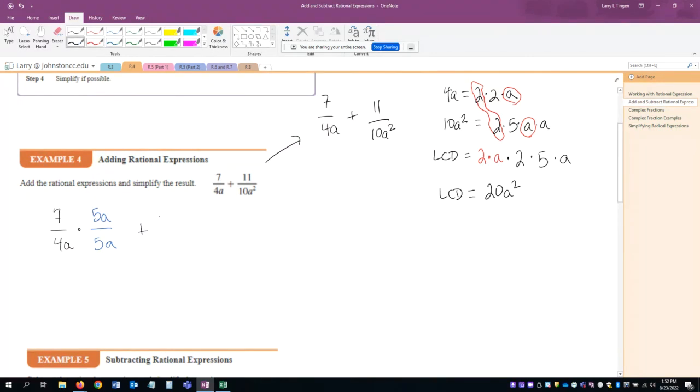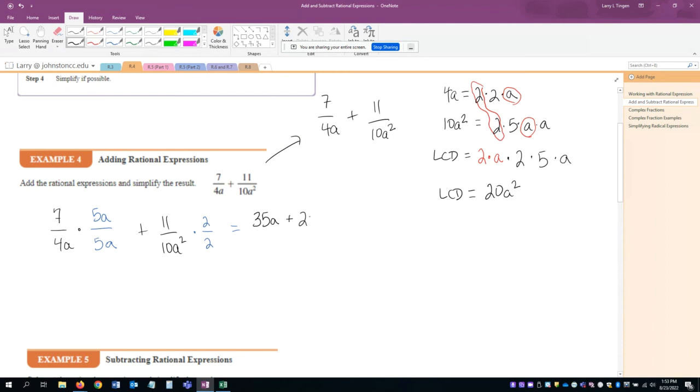So plus, and then what's my other term? 11 over 10a squared. 10a squared, LCD is 20a squared. The only thing it needs is to be multiplied by 2. So let's do the math. And 7 times 5a is 35a. 11 times 2 is 22.